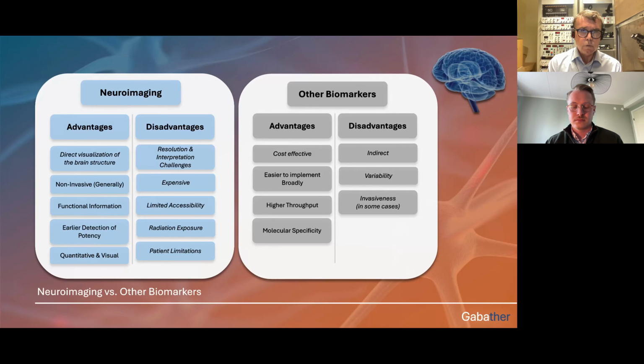And it also gives you functional information. What does it do while it's functioning? And it's non-invasive. You're not poking anybody. You're not giving anybody any chemicals to do it. It's quantitative and it's visual. I think that's very intuitive. Disadvantage, I think the biggest one is, of course, it's expensive and it's limited accessibility. Not everybody has neuroimaging techniques around the corner.